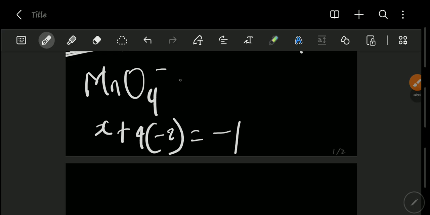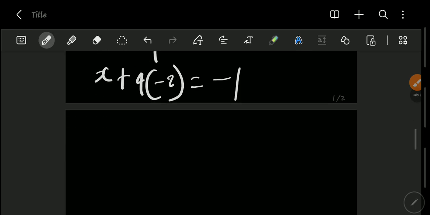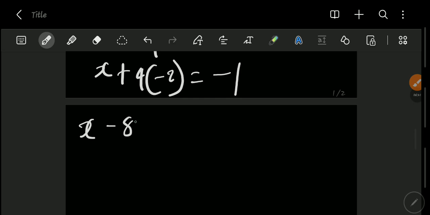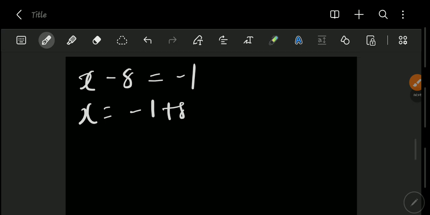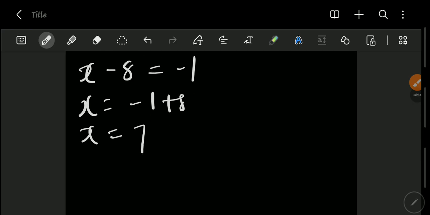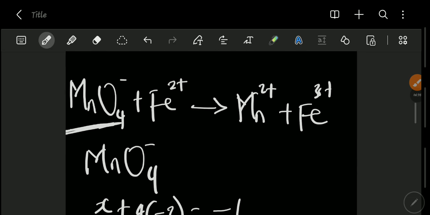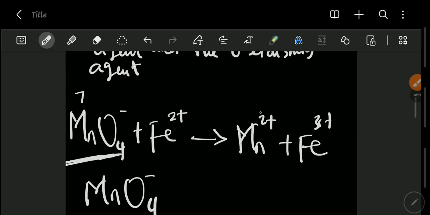Because whenever we have a compound and there's a charge on it, the whole compound is going to be equal to what is on top. So assuming I have 2 minus here, it means everything here is going to be equal to minus 2, right? But since I have just a minus there, I'm going to be having a minus 1. So simplifying this, I'm having X minus 8 equals minus 1, right? Taking it over, we have X equals minus 1 plus 8. That means X equals 7.